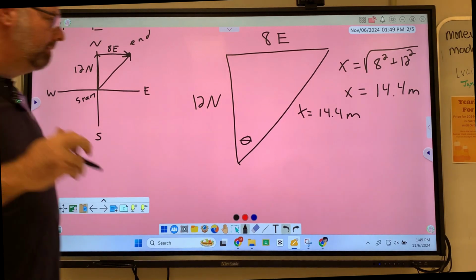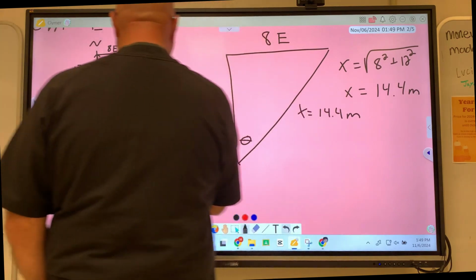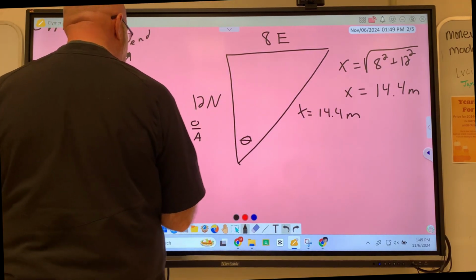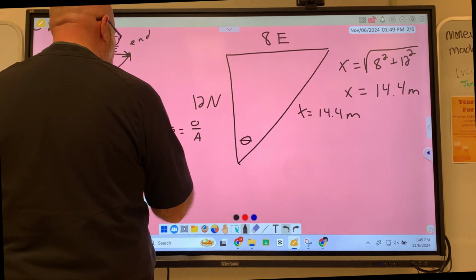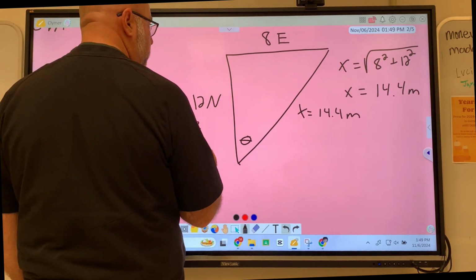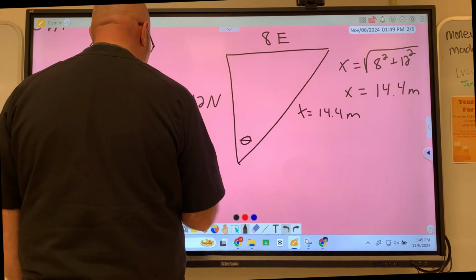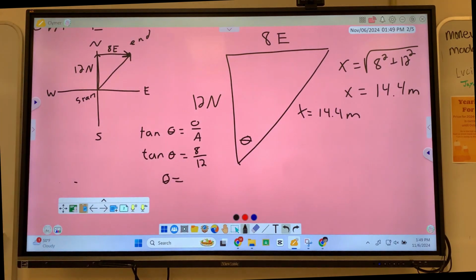Tan, okay. Tan theta, opposite over adjacent. Tan theta equals opposite, which was 8, over 12. Did you figure it out? That's great, but in your calculator, how many? 33.4.